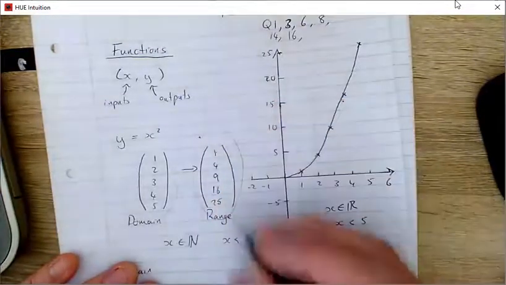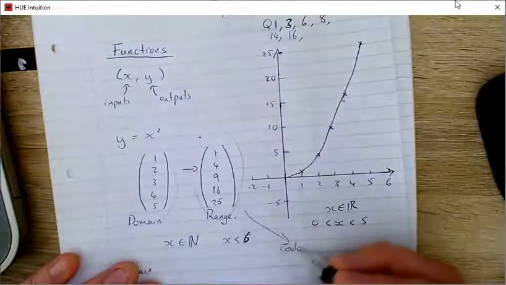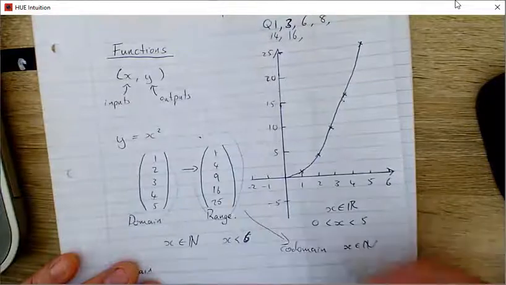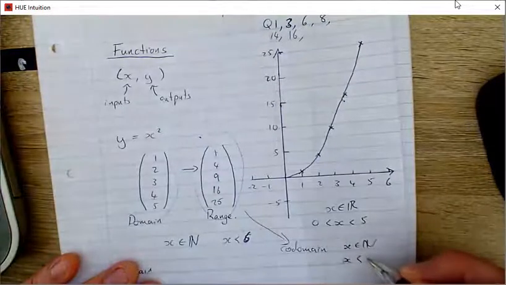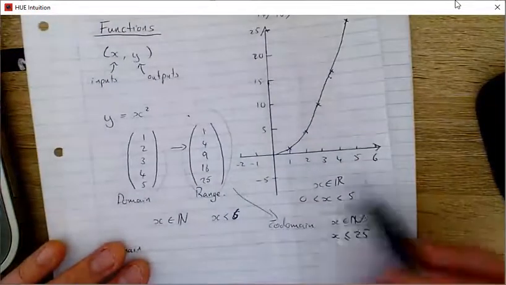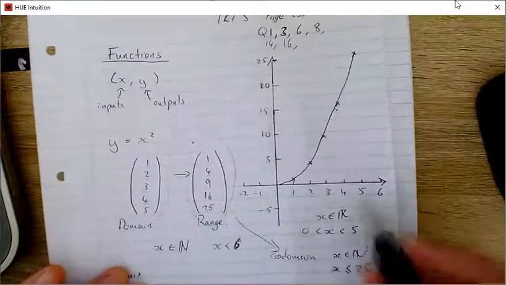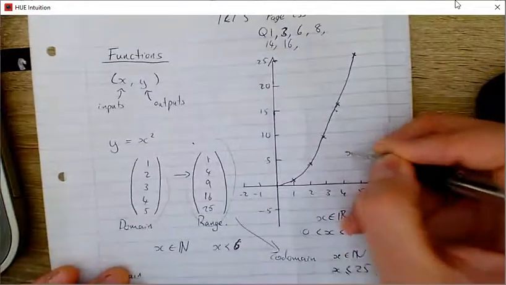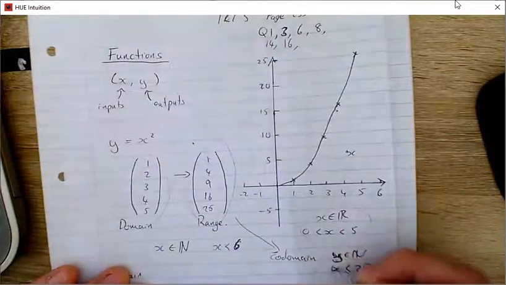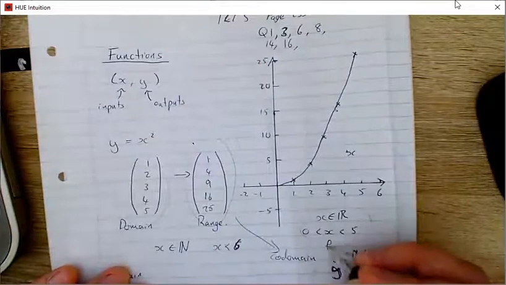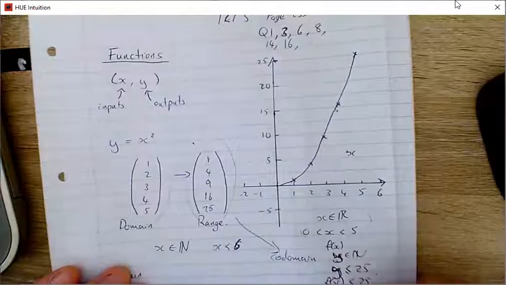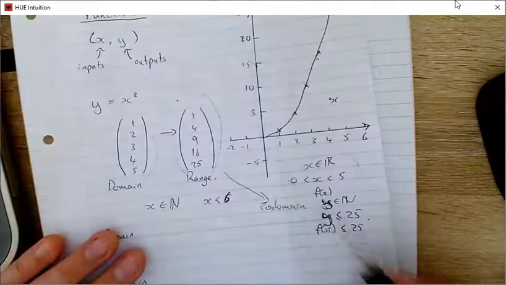Okay, so your codomain here might be all of the natural numbers less than or equal to 25. Up here, your codomain would be x, that should have been y, really, shouldn't it? Or quite a lot, you'll see f of x. So f of x needs to be less than 25. Those are kind of equivalent notations. You can use either of them.